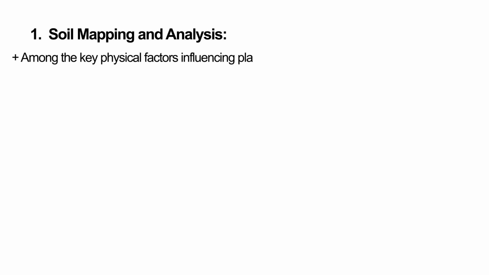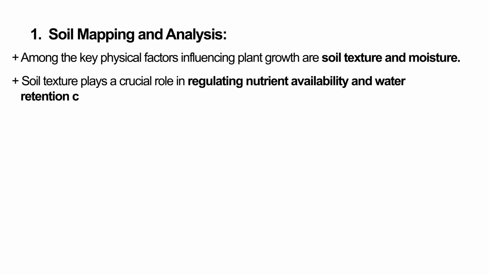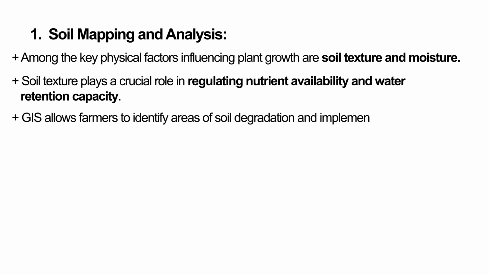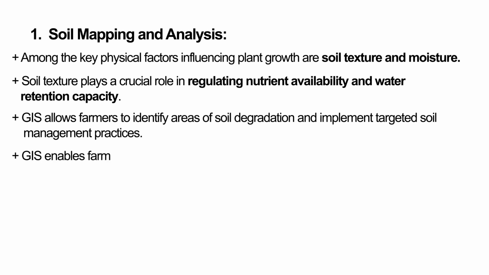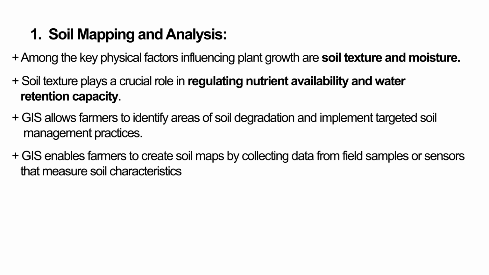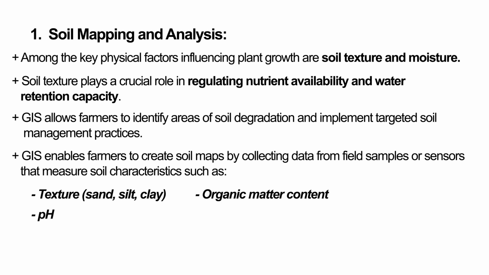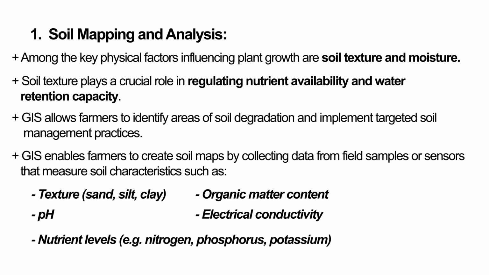Among the key physical factors influencing plant growth are soil texture and moisture. Additionally, soil texture plays a crucial role in regulating nutrient availability and water retention capacity. GIS allows farmers to identify areas of soil degradation and implement targeted soil management practices. GIS enables farmers to create soil maps by collecting data from field samples or sensors that measure soil characteristics such as texture, sand, silt, clay, organic matter content, pH, electrical conductivity, and nutrient levels, e.g., nitrogen, phosphorus, potassium.